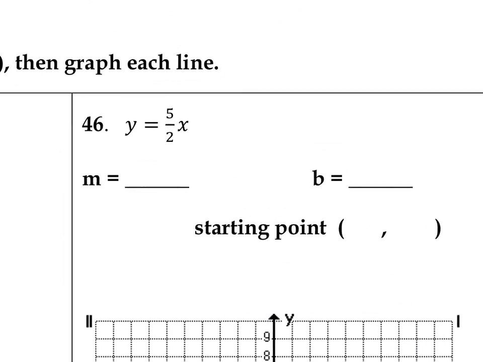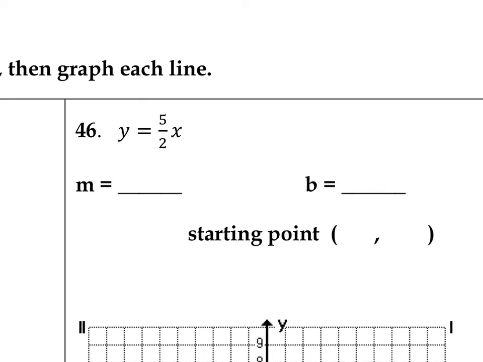Here we have y equals 5 halves x, so we're trying to put it in y equals mx plus b form first. It looks like we have our mx, but there's nothing added on the end, so I like to fill that in with a plus 0 because it doesn't change the problem. Adding 0 doesn't change any numbers. So my m, the number in front of the x, is our 5 halves.